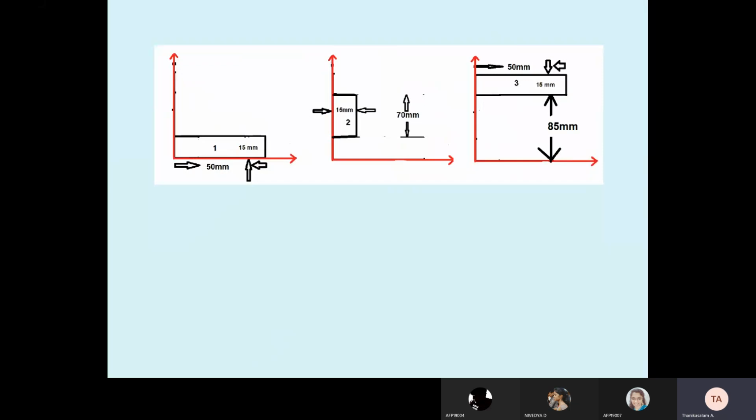Now see the second rectangle. It's touching only the y-axis. Y-axis means what? Students, y-axis means reference for x. So we can write x form directly.